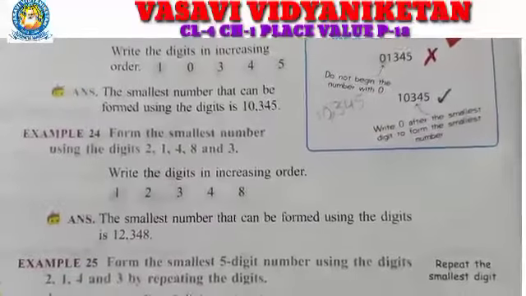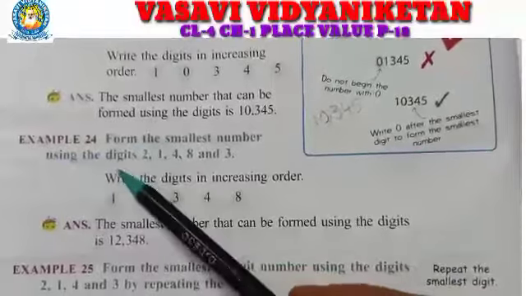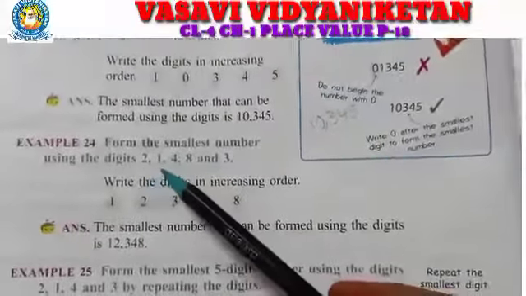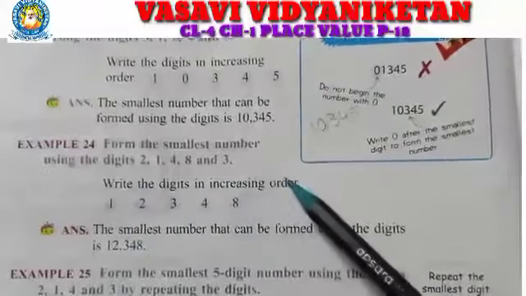Open page number 16. In that, see, ma, form the smallest number using the digits 2, 1, 4, 8 and 3. What, ma? 2, 1, 4, 8 and 3. Write the digits in increasing order.